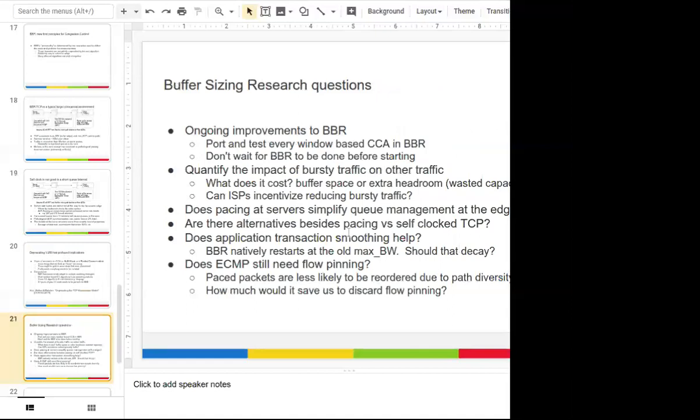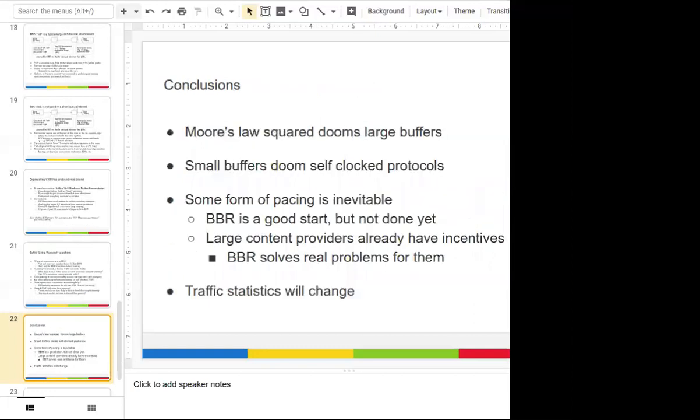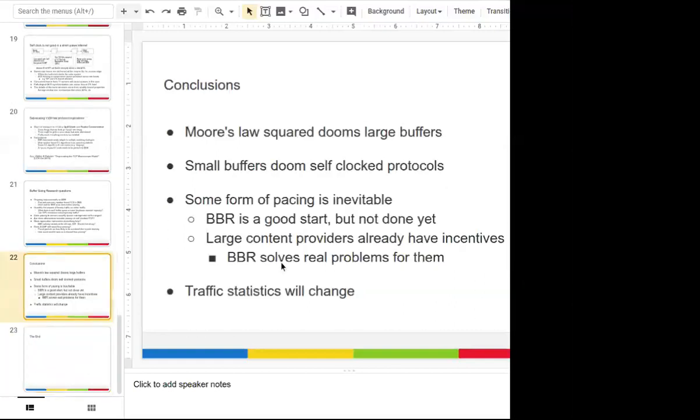So there's also, and this is more relevant to the buffer sizing talk, a list of open questions, things that are consequences of the way self-clock works, that I was trying to solicit researchers to take up. I can't do more than a tiny bit of these. Somebody else needs to work on them. And finally, echoing the spoiler at the front, Moore's law completely dooms large buffers. Small buffers doom self-clock protocols. Pacing is inevitable. I believe that BBR is a good start, and everything is going to be different. And I will take questions.